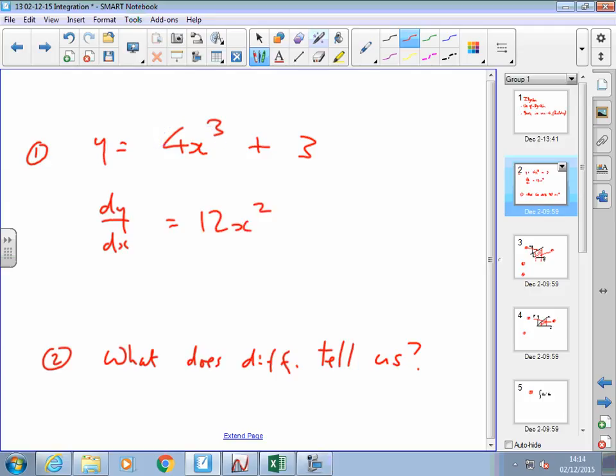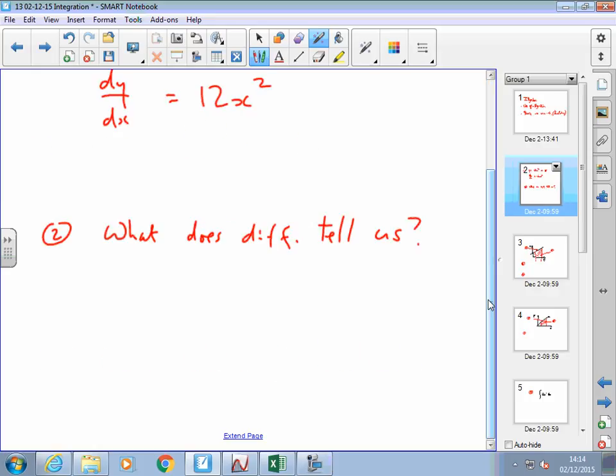And you might also remember that the differential of a constant is always 0, so that disappears. So the answer is just 12x squared. So hopefully you got that right. That's what we were doing last year in Unit 4, this sort of thing, differentiating straightforward functions like that.